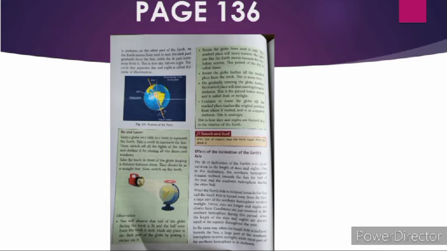Rotate the globe further till the marked place faces the torch. This is noon time. On gradually rotating the globe further, the marked place will start moving towards darkness. This is the period before sunset and it is called dusk or twilight. Continue to rotate the globe till the marked place reaches the original position from where it started and is in complete darkness. This is midnight. This is how days and nights are formed due to the rotation of the earth.